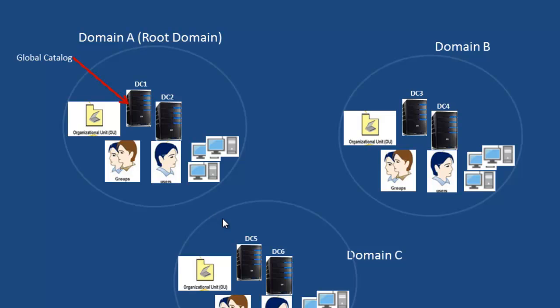Now, why is this necessary? Well, let's look at the scenario again. Let us say that an object was created in domain B. That object now has to be replicated to domain C and domain A. What really happens is that the information first goes to the global catalog server. And then that information is replicated back to the other domains.